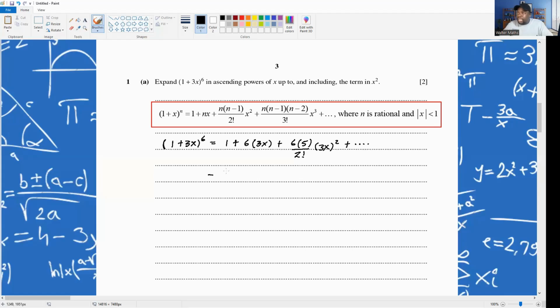So we can simplify this. This is 1 plus 18x plus, and here, 6 times 5 is 30, divided by 2 factorial, that's 15, and 15 times 3 squared is 15 times 9, and that gives us 135x squared. It goes on and on, but they want us to end at the term in x squared. So this here happens to be the final solution. So that's how we do it for part A. Let's go on to the next part, which is part B.